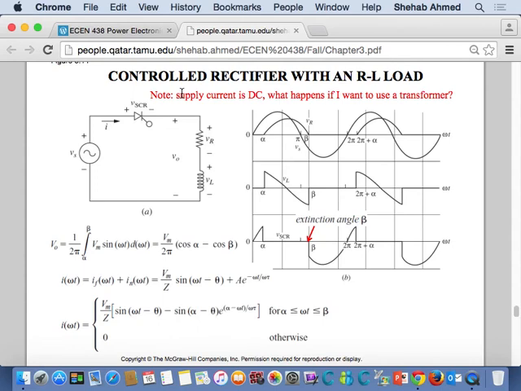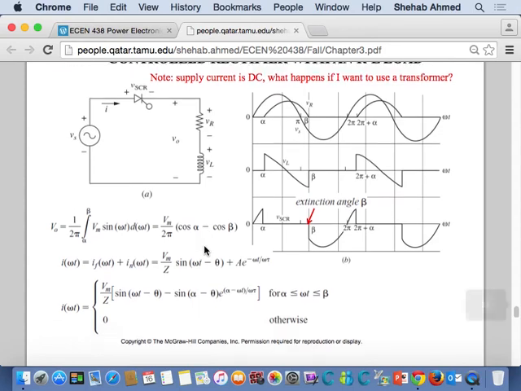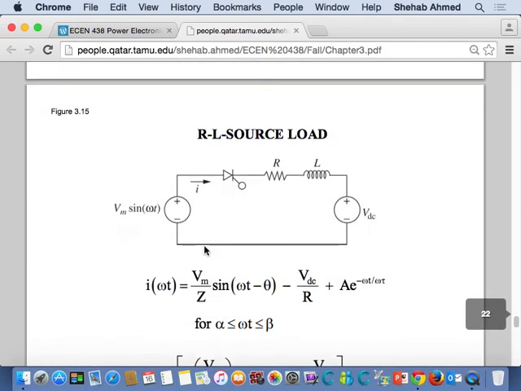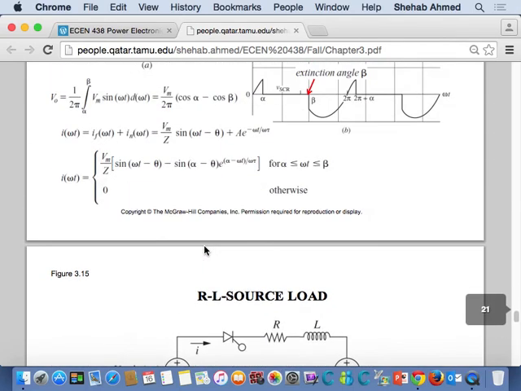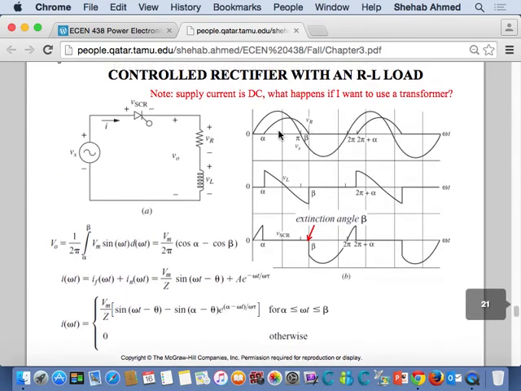But I don't think so, according to this, because beta will be beyond alpha. If alpha is pi over 2, then you cannot do that. But you can do that with the full wave rectifier, which we'll study next. Okay, so this equation has some more controllability, right? It's a little bit more interesting than before. But what does the shape of the current look like?